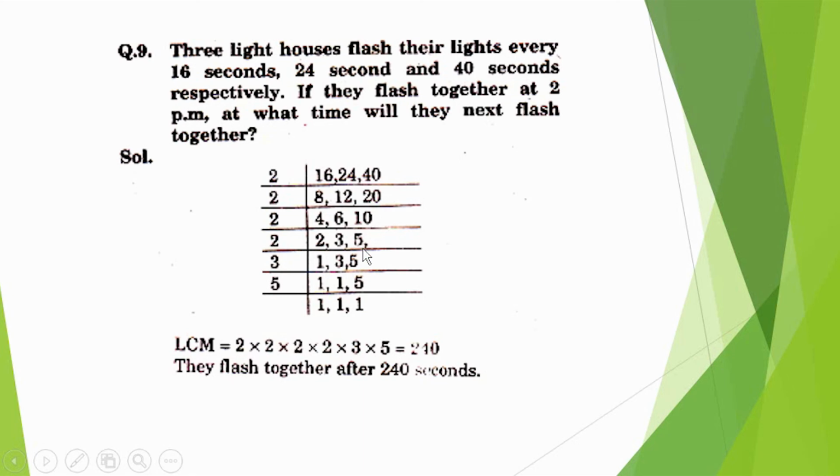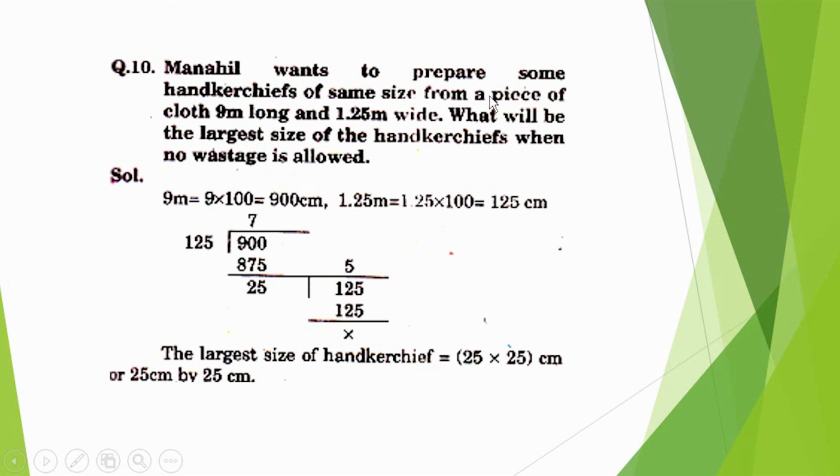2 8s are 16, 2 1s are 2, 2 4s are 8, 2s are 4. 2 2s are 4, 0 comes as it is. 2 4s are 8, 2 6s are 12, 2 10s are 20. 2 2s are 4, 2 3s are 6, 2 5s are 10. Now 3 1s are 3, 5 comes as it is, 5 1s are 5. Now we multiply these values, the answer comes 240.